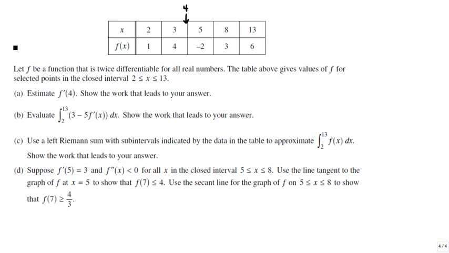So we're looking for the derivative at 4, but 4 is not one of our values here, and even if it was one of our values, the only thing we have in this table are values for the original function. We don't have derivative values here. So the best that we can do is to estimate the value of the derivative. And what we're going to do then is to use points to the left and to the right.